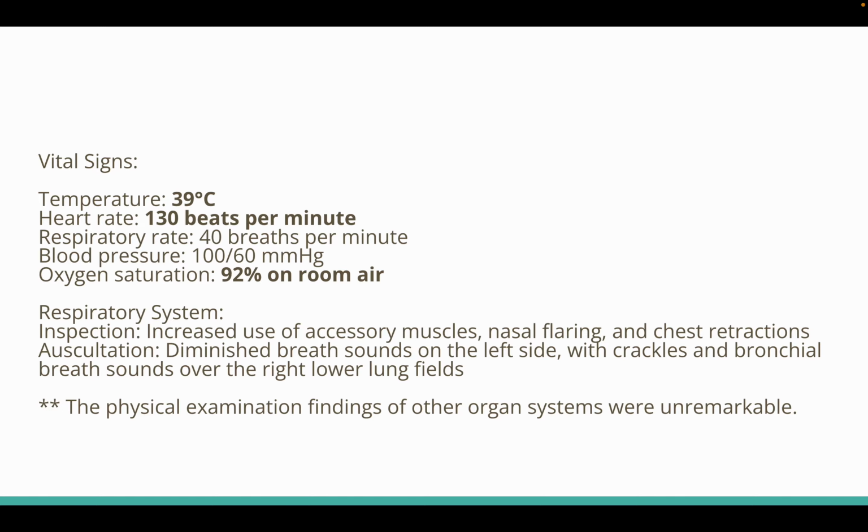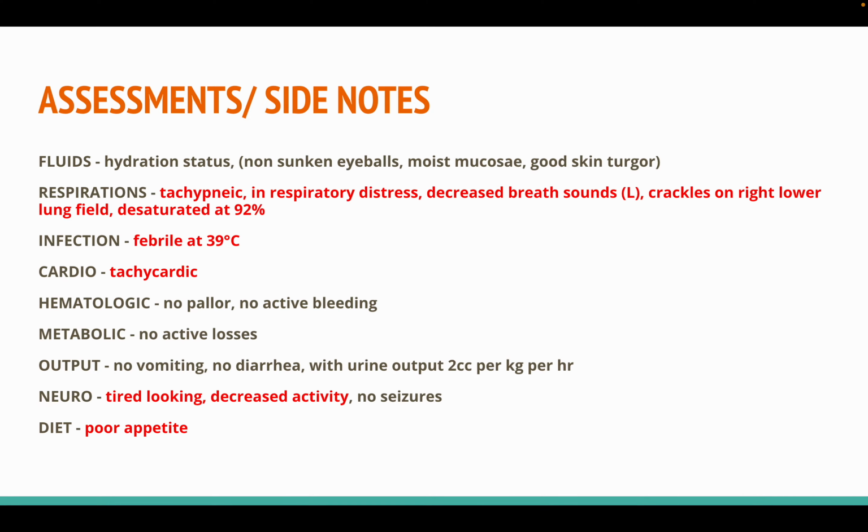The salient physical examination shows increased use of accessory muscles, nasal flaring, and chest retractions. Upon auscultation, there were diminished breath sounds on the left side and crackles and bronchial breath sounds over the right lower lung field. For this case, let's say that the physical examination of the other organ systems were unremarkable. So, let's try using FRICHMOND by placing it in the side notes.